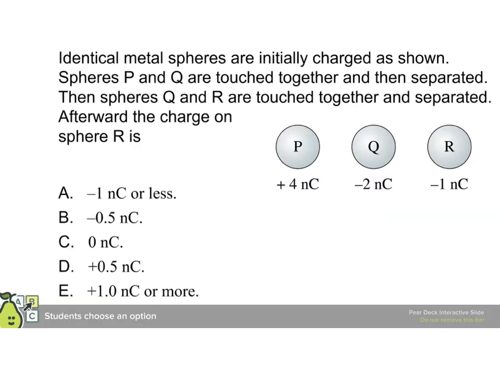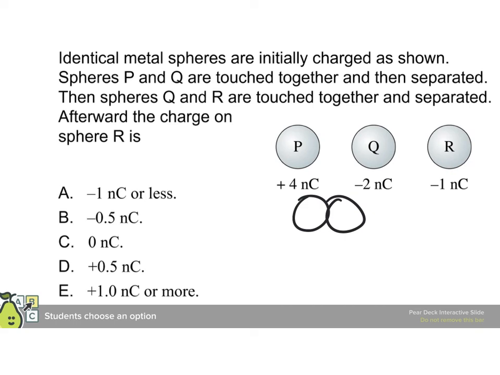Identical metal spheres are initially charged as shown. P and Q are touched together and separated, then Q and R are touched together and separated. Afterward, the charge on sphere R is whatever. And so first we bring together P and Q. They're identical, so they're going to add charge together.